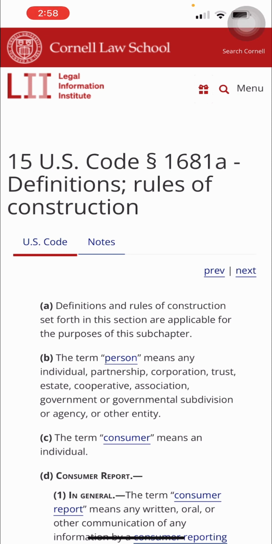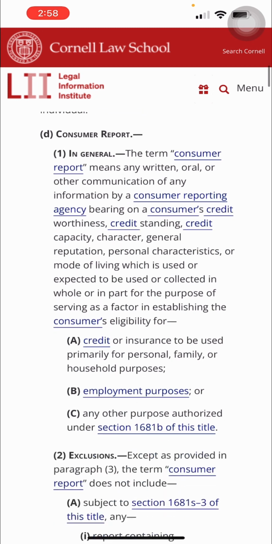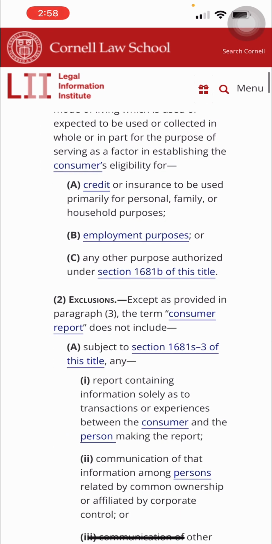So 15 USC 1681a talks about transactions, okay? Talks about transactions and experiences. So we're going to read it. We're going to go down to exclusions. So go down to 2, and it says exclusions. Except as provided in paragraph 3, the term consumer report does not include, we talked about this a lot. I talked about this a lot on my channel. Report containing information solely as to transactions or experiences between the consumer and the person making the report.